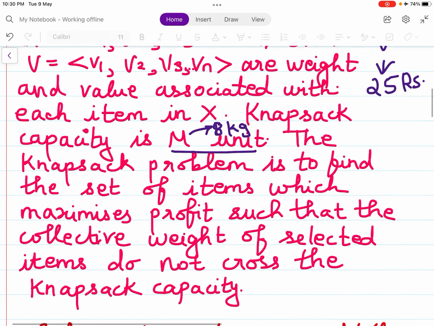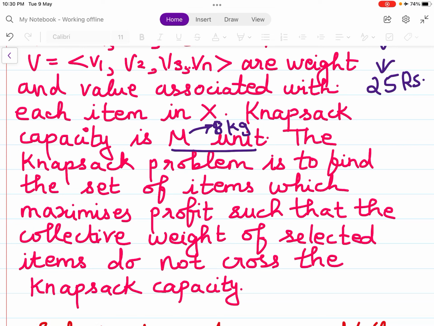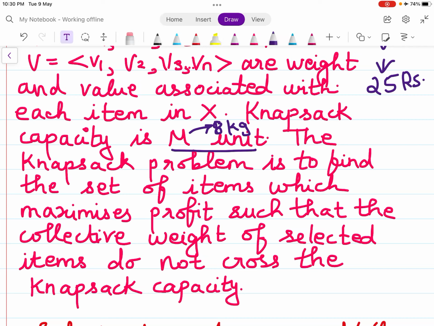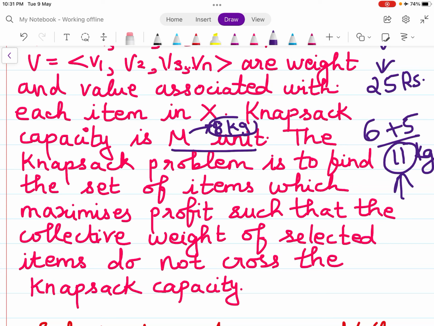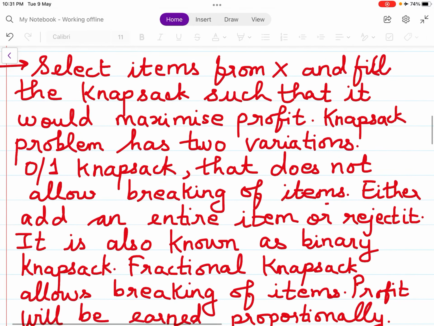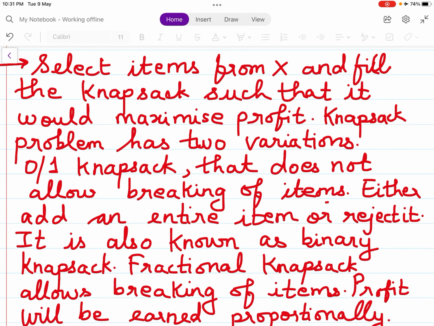The knapsack problem is to find a set of items which maximizes the profit such that the collective weight of selected items does not cross the knapsack capacity. So if you have selected 6 and 5 both, then you get 11 kgs. 11 kgs exceeds the weight of the knapsack. So you have to select in such a way that the weight of the items does not cross the knapsack capacity. Select items from X and fill the knapsack such that it would maximize profit.